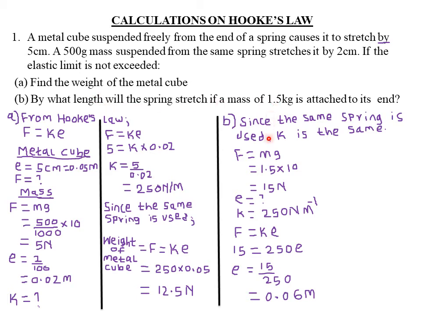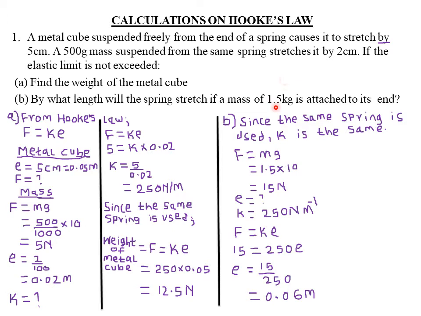So the first thing is to find, remember from Hooke's law, force is equals to Ke. So for us to find the extension, we need to have the value of force and the value of K. But the K, we have already calculated. The K is 250 Newton per meter, because it is exactly the same spring which is being used. So our only task here is to find the force and then substitute the values in this equation to find our extension. Now, since we are given mass, we know that force is equals to mg, or the weight is equals to mass times the gravitational pull.